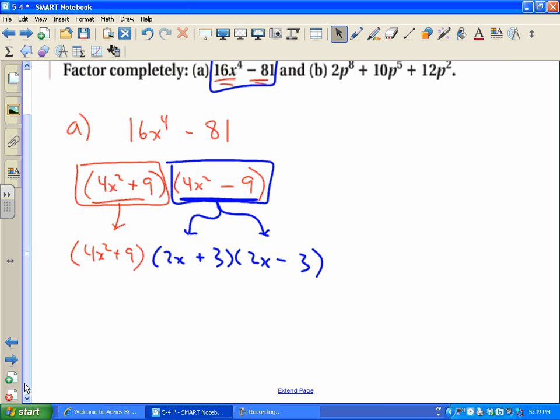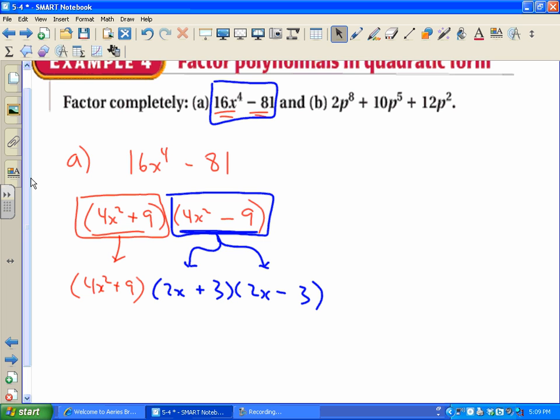Next up, 2b to the 8th plus 10b to the 5th plus 12p squared. I said b's instead of p's, sorry about that. 2p to the 8th plus 10p to the 5th plus 12p squared. Hopefully you're getting the hang of this. I'm going to start going a little bit faster.